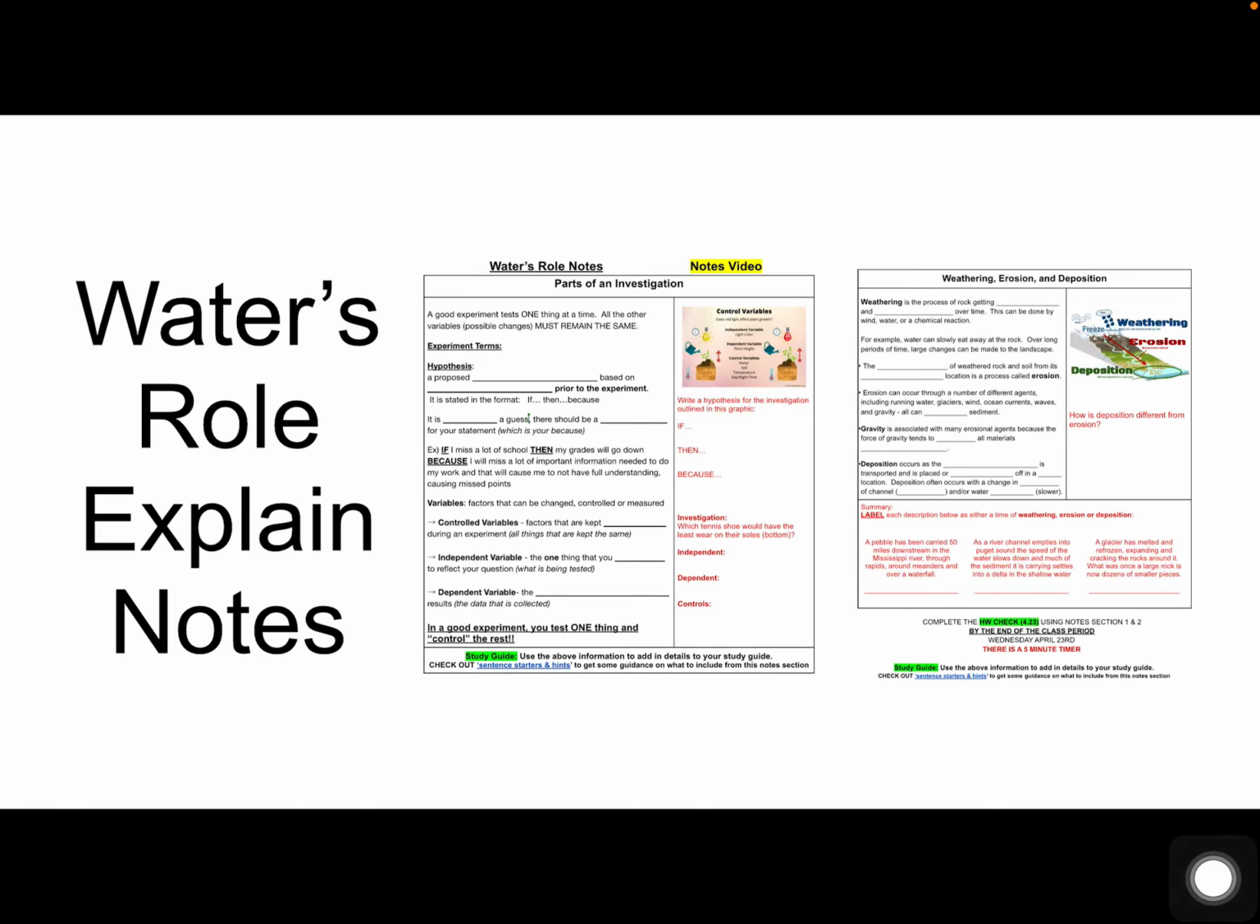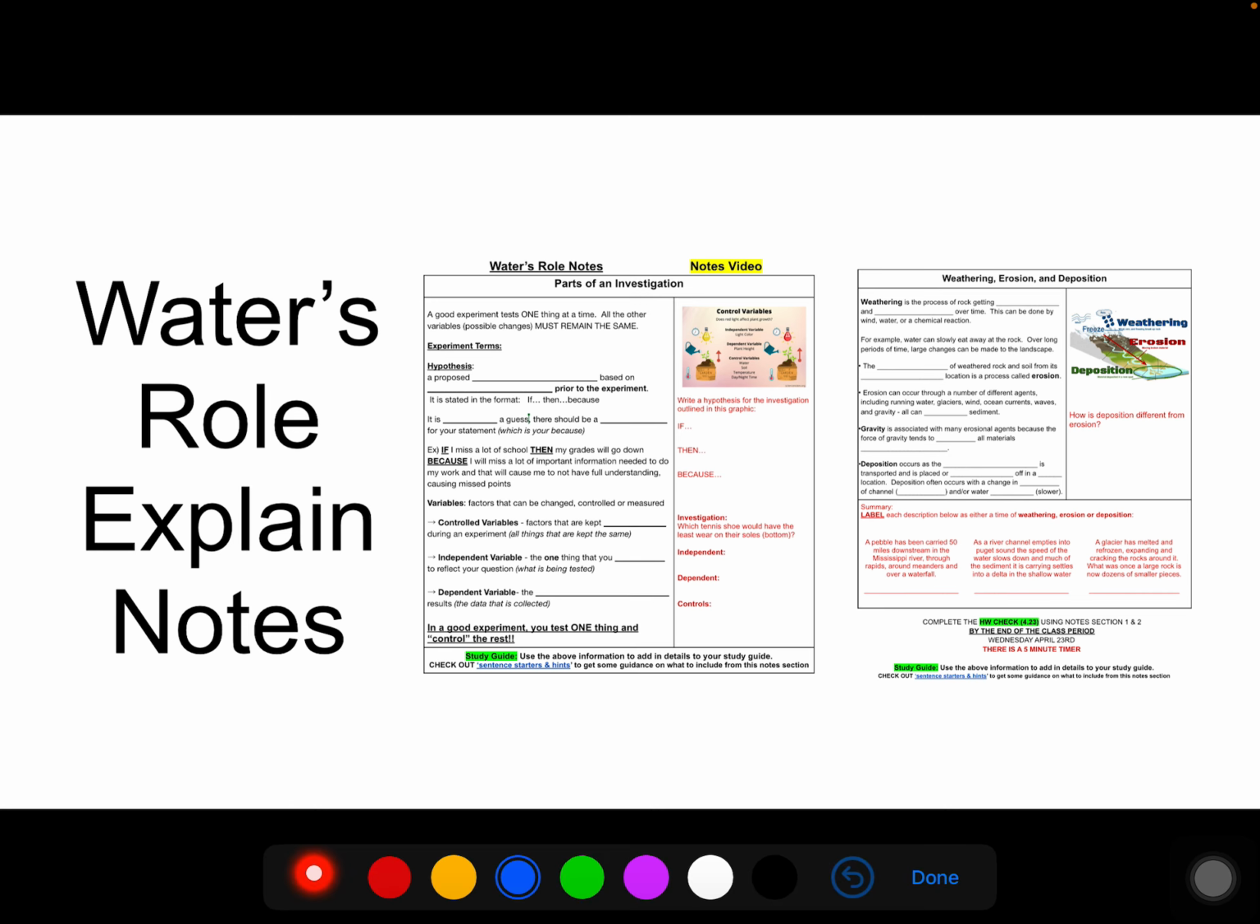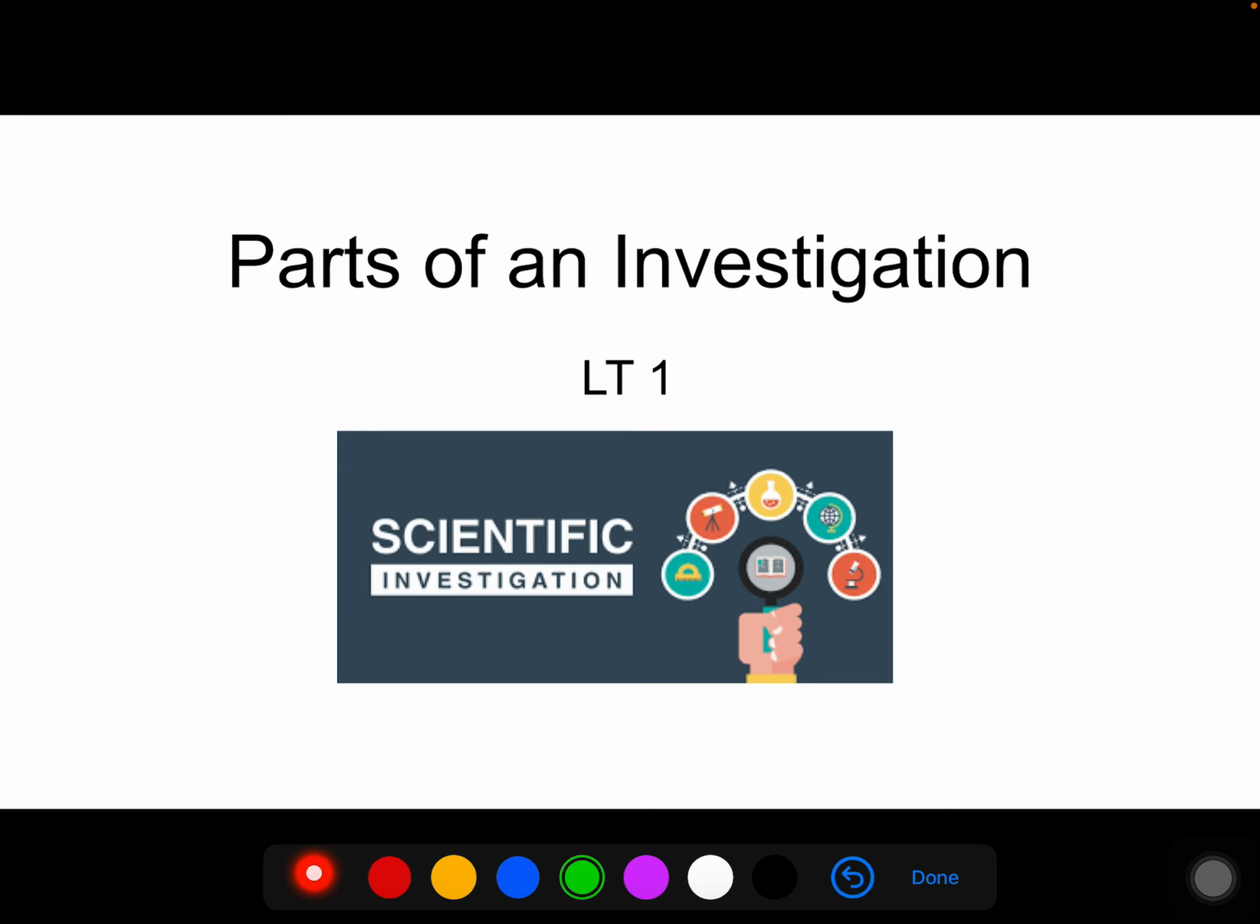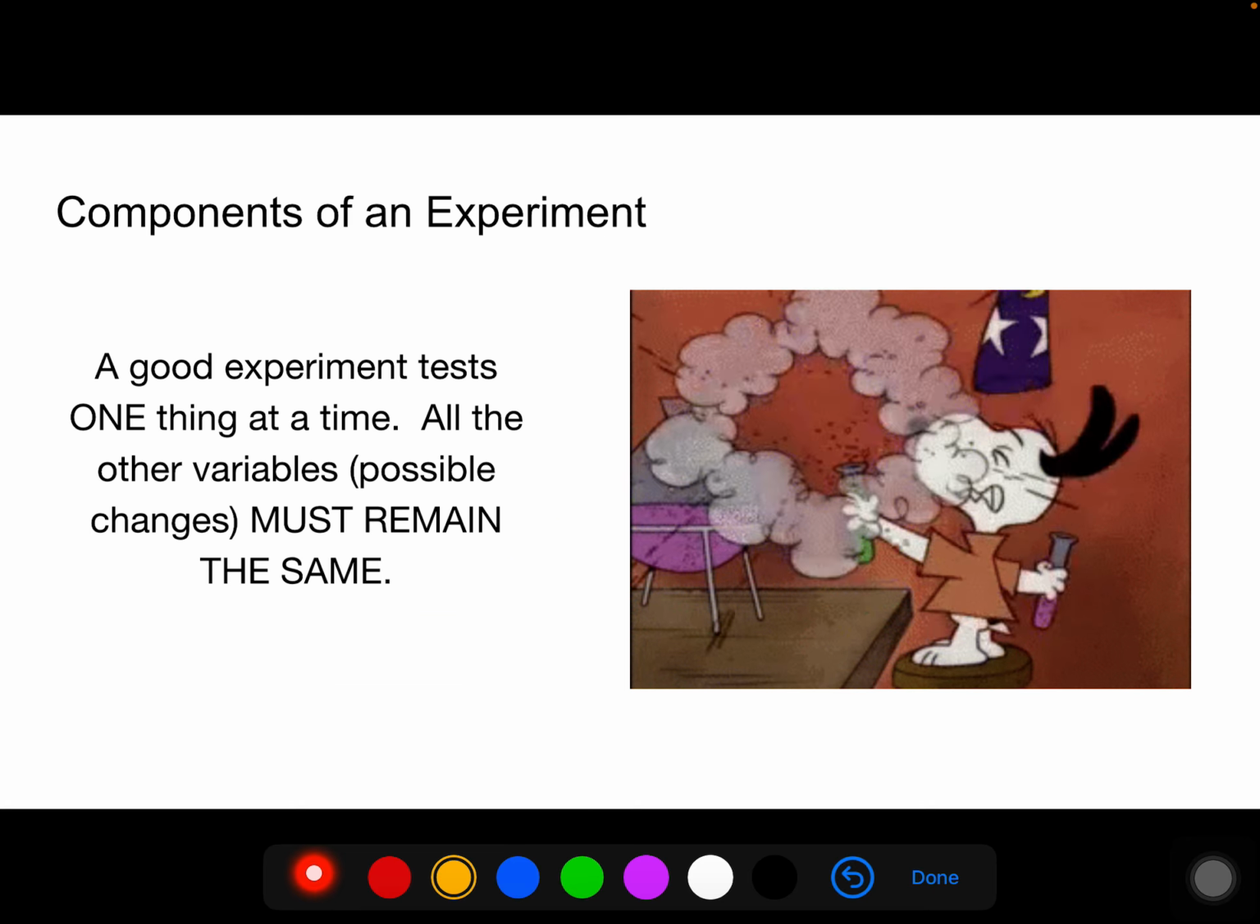We are thinking about day 1 of Water's Role Explain Notes. We have 2 sections that we're looking at today, parts of an investigation and weathering, erosion, deposition. We've seen both of these a little bit already in our 2 explores, but now we are thinking through them in detail and applying them a little bit further and starting to make some connections with our stream table lab. So kicking off here with parts of an investigation, that is of course learning target number 1.